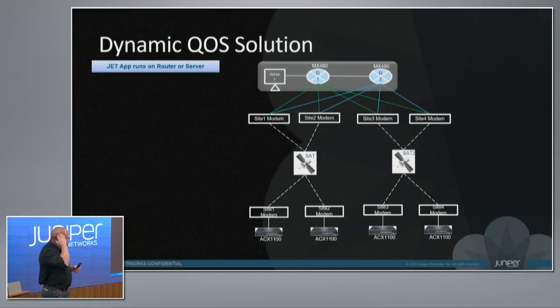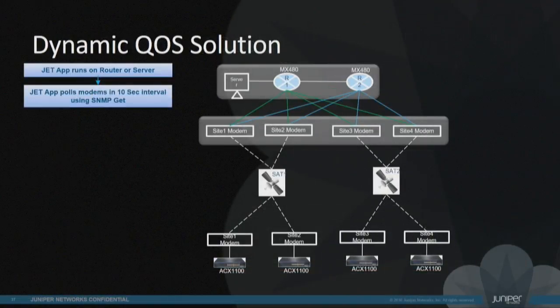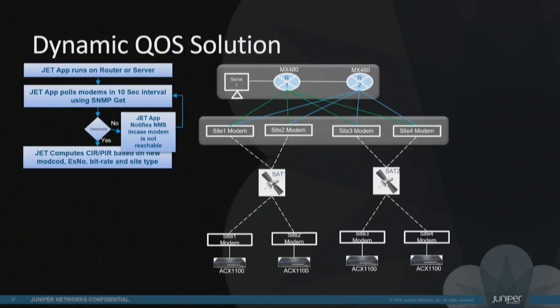Okay, so how this actually works is the JET app will run on a server for us, and it will poll the modems in 10 second intervals using SNMP gets to get those particular OIDs that we had configured in that configuration file. If it's not reachable, the JET app will tell a higher level OSS or NMS system that it can't get to the modem. That's another problem that we can't solve with this particular application.